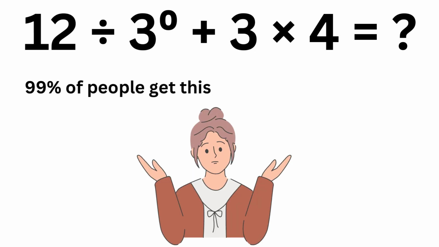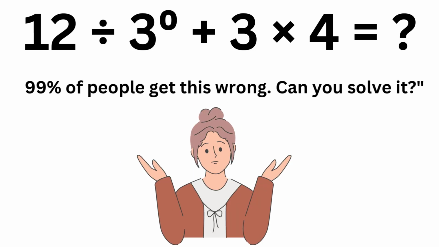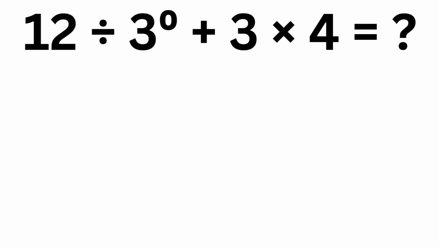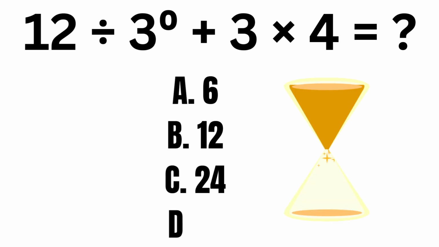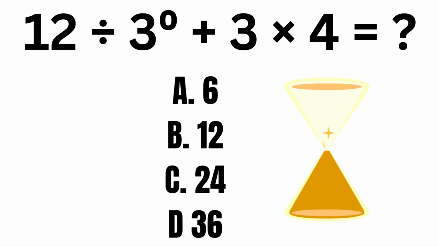99% of people get this wrong. Can you solve it? The question is, 12 divided by 3 to the power of 0 plus 3 times 4 equals? Options are A 12, B 4, C 8, D 16. Pause the video before checking the solution.